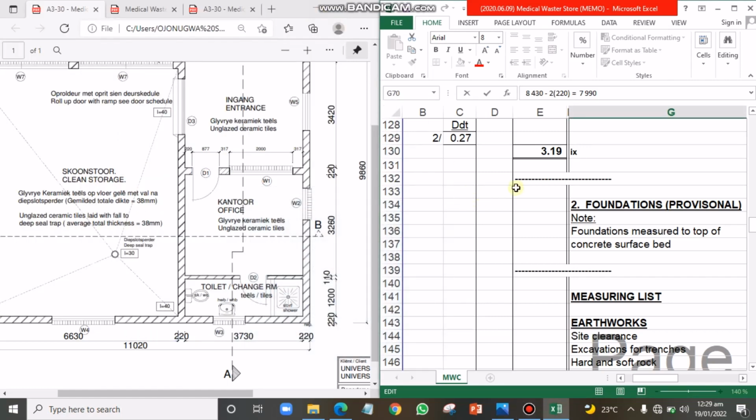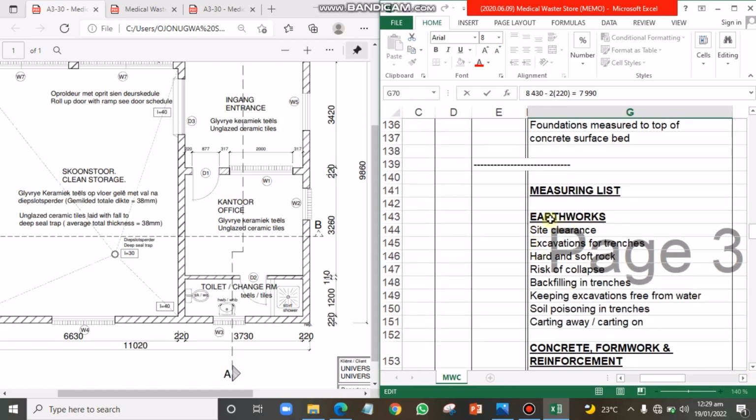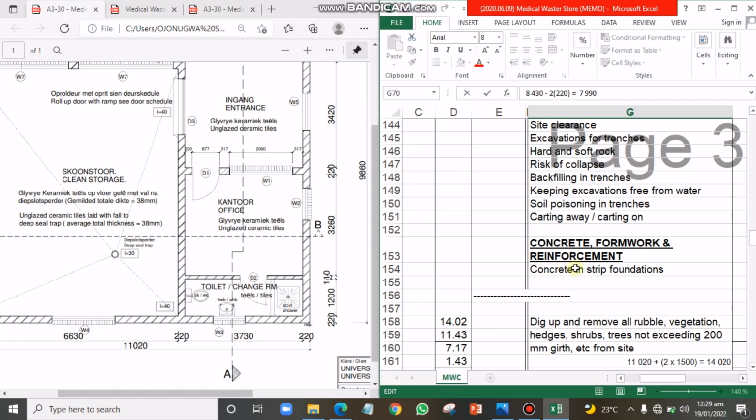So now we are done with the collection. We are now moving down to the taking off or the measurement proper. So what we have here is foundations provisional, and here is our measurement list. We have earthworks, so we have site clearance, excavation for trenches, hard and soft rock, risks of collapse, backfilling in trenches, keeping excavations free from water, soil poisoning in trenches, cutting away slash. Then we have concrete, formwork, and reinforcement, and the foundation type is concrete in strip foundation.